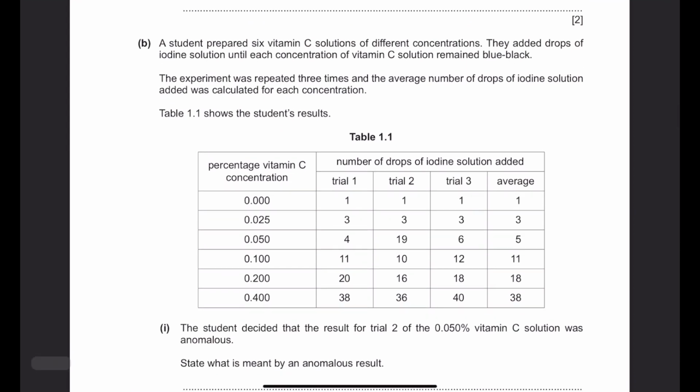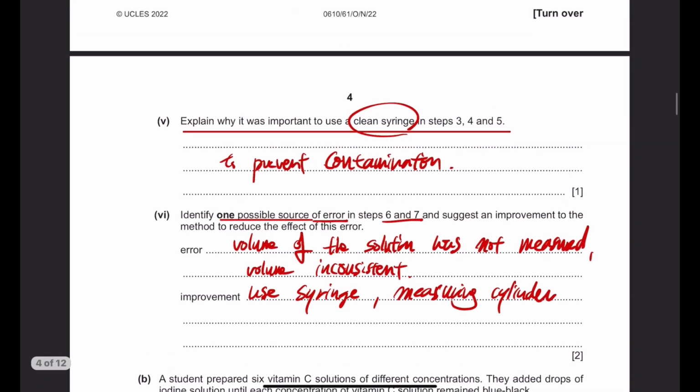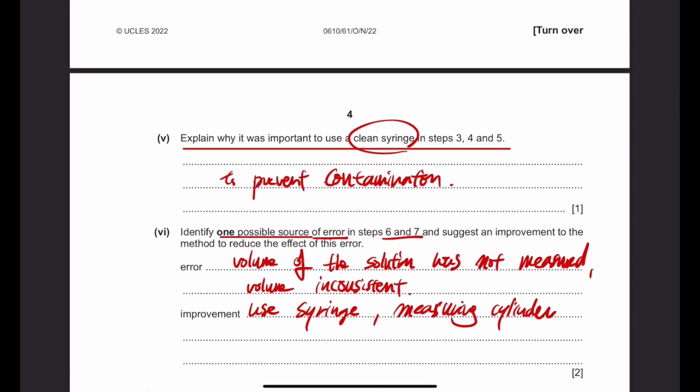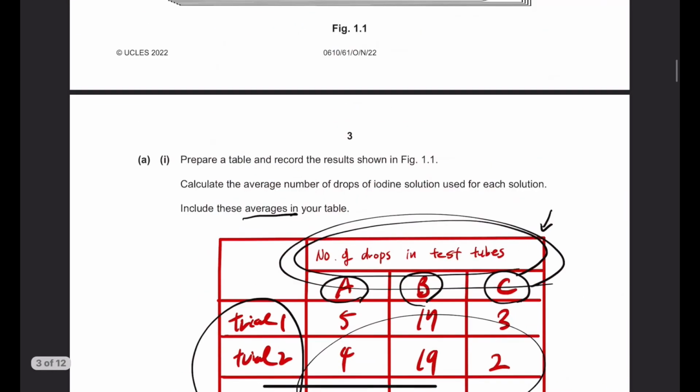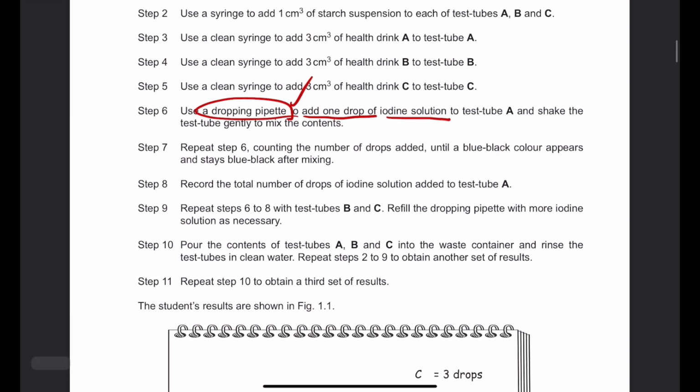Okay, we can actually talk a bit more about this because it says 6 and 7. So let's have a look at step 7. Repeat step 6, counting the number of drops added until the color change. So seeing the color change is actually subjective. We're all different, and watching something happen can be perceived differently. So it's quite subjective.